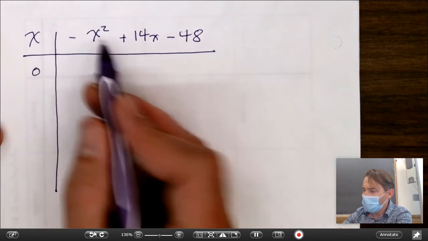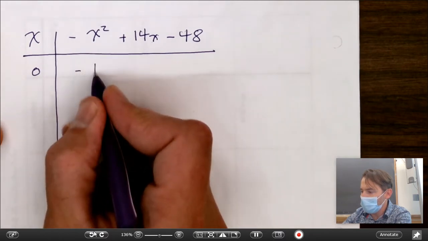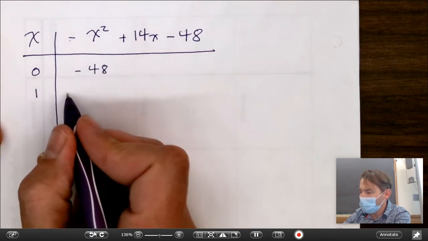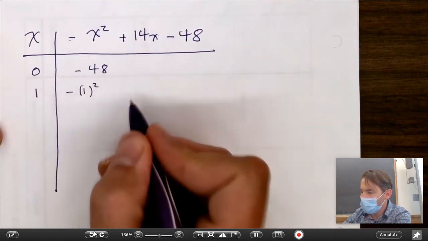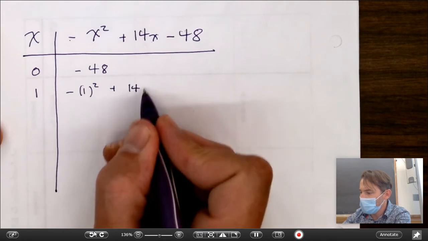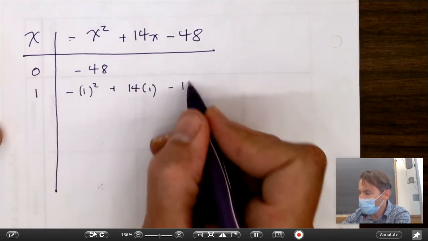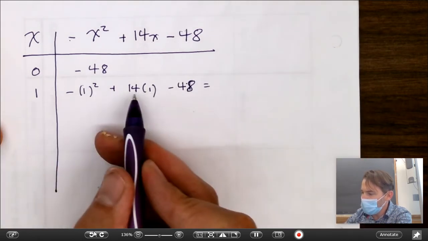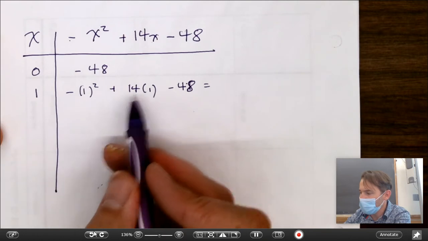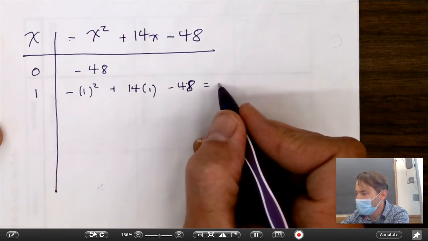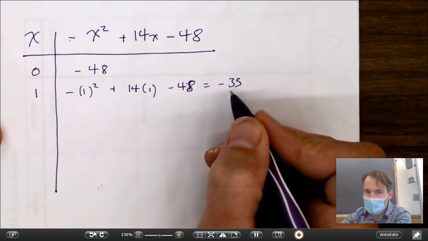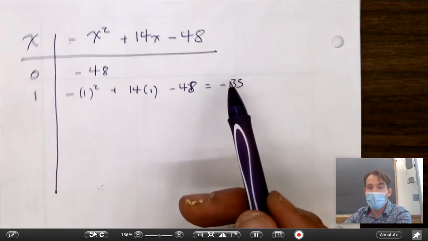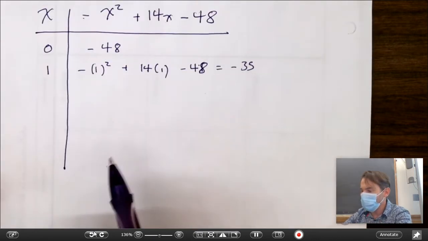If x is 0, this would be 0, this would be 0, and this would be minus 48. If I put in x is 1, then I have negative 1 squared, plus 14 times 1, minus 48, which equals negative 1 plus 14 minus 48. So that's plus 13 minus 48, which is minus 35. I still don't have anything I can plot. It looks like I'm getting closer to the area where I can plot things, though. That's pretty good. So now let's investigate.